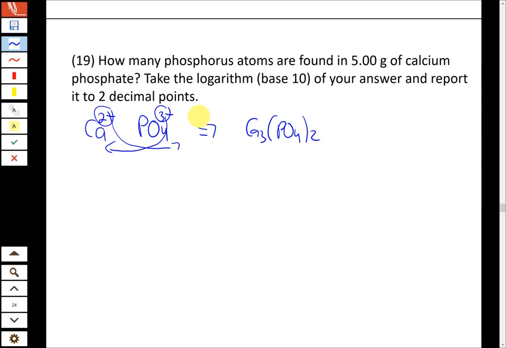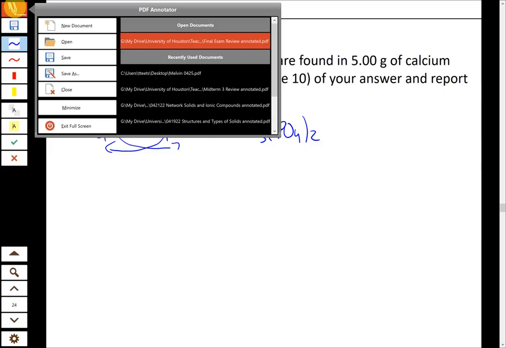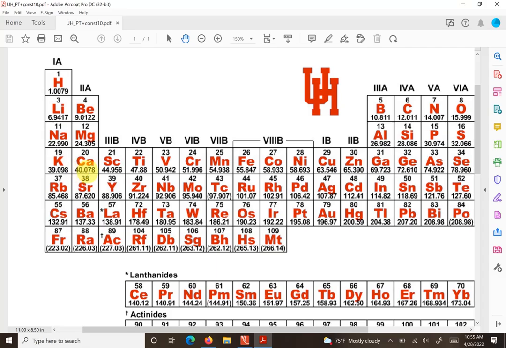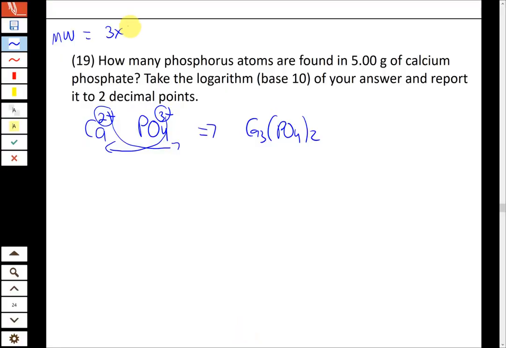And then what we need for this problem also is the molar mass, which was not given here. So as a review of how to calculate molar mass, which is often abbreviated as molecular weight, MW, it's just going to be the sum of the atomic masses. So we have 3 calciums, and the atomic mass of calcium is the number below it on the periodic table, which is 40.08 for calcium. All right, so 3 times 40.08 for calcium.